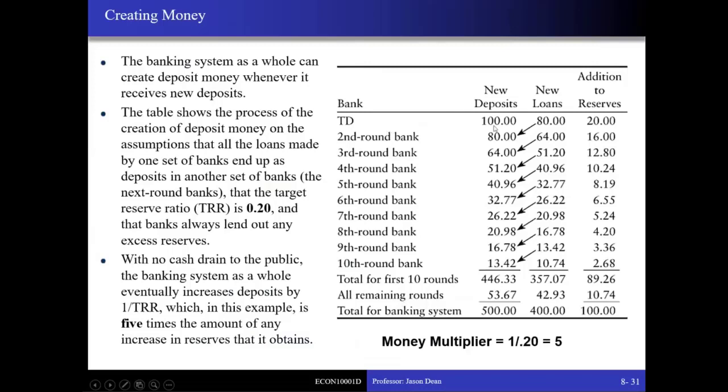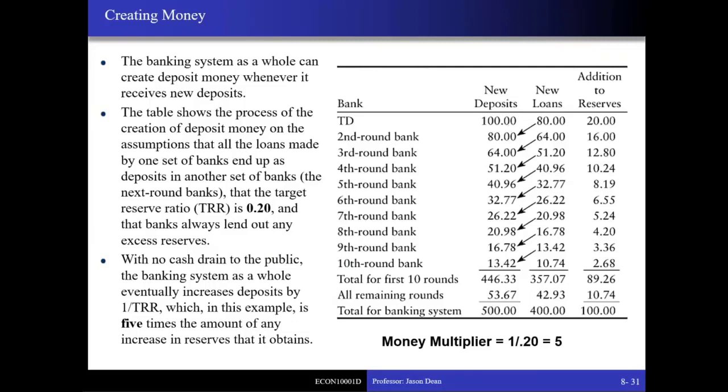So let's go through this whole process. The banking system as a whole can create deposit money whenever it receives a new deposit. Again, we're thinking about the whole banking system. Think of this new deposit, this $100, as perhaps money that wasn't in circulation, so it's a new deposit into the banking system.